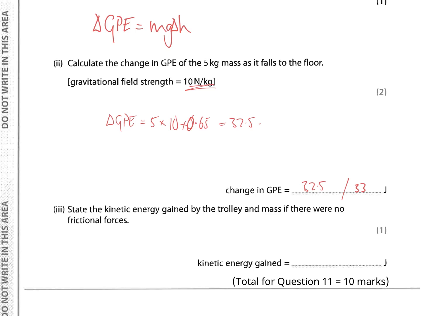And then it says, this one here, state the kinetic energy gained by the trolley and mass if there were no frictional forces. If there were no frictional forces, then we hope that the change in gravitational potential energy would equal the gain in kinetic energy. So therefore the simple answer would be 32.5 or 33 joules.